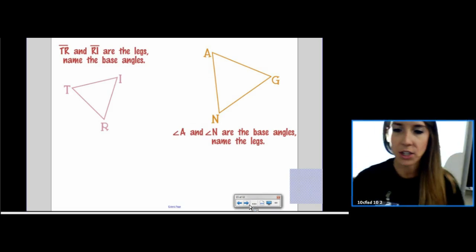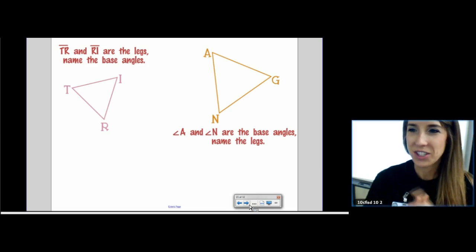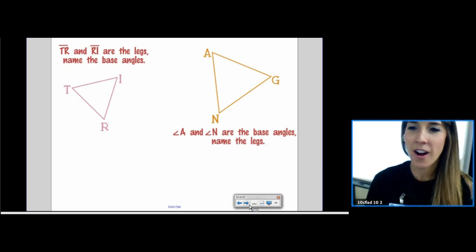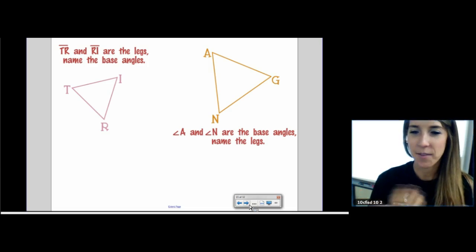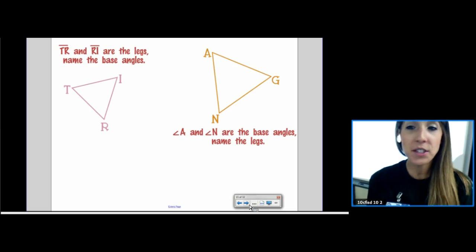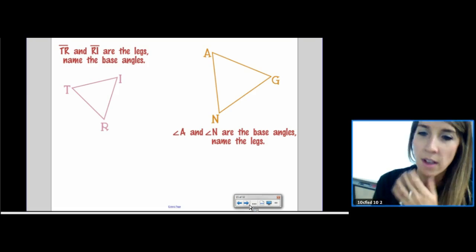Okay, I want you to actually draw these in your notes. Do you see what I did here? Draw triangle TRI and triangle ANG. I didn't have room for the LE. But anyway, draw those two, and I want you to, in the first one, name the base angles, and in the second one, name the legs. I will call on you. Do not type it. Let's go over these.